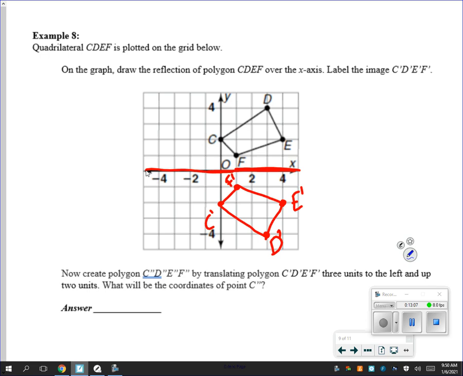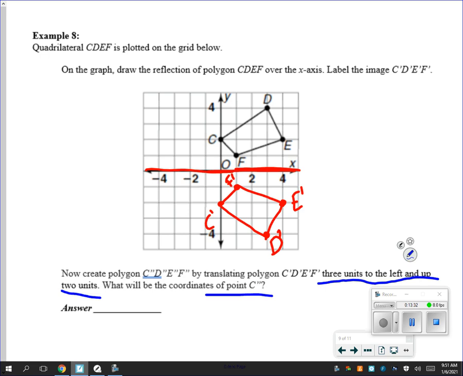But there's more to this one. This one wants us to create polygon C, D, E, F double prime. It wants us to translate. So it wants us to go 3 to the left and up 2. So all we have to do now is take this new shape we make and we do a translation like we did the past couple days. So I'm going to go 3 left and up 2. And the only thing it asks about is C double prime. So that's really the only one I have to do.